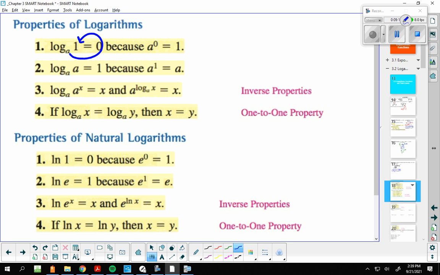Log base a of a, so really this is just asking a to what power gets me a. And that's 1. A to what power gets me a to the x power? That would be x. I have to raise a to the x power in order to get my argument of a to the x power. That's called the inverse property. And then, same thing here: if you have log base a on both sides of the equation, then your arguments are equal. So then we know x equals y. And then we'll look at the properties of natural logarithms in a couple examples.